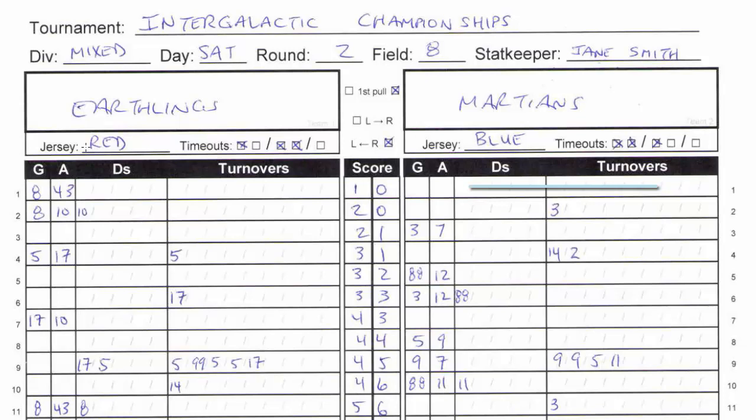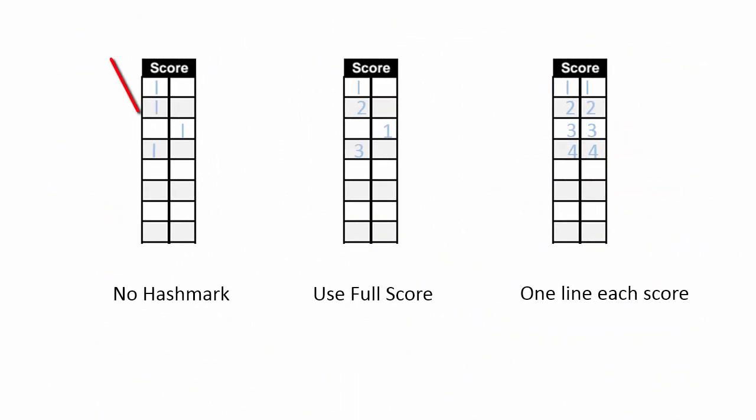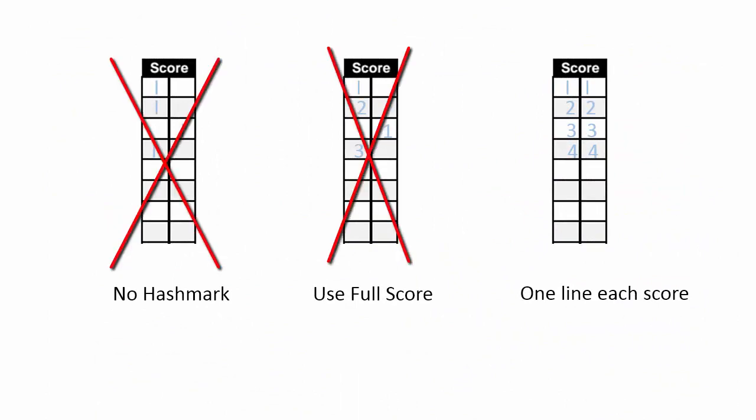Earthlings now have possession. 10 retrieves the disc from out of bounds and makes a beautiful throw to a streaking number 8. Record the goal for number 8, the assist for number 10, and mark the score 2-0 in the center column. It's important to keep a full running score. Don't put a hash mark in the score column. Don't record only the points for the team that scored. Always enter the full score status on each line of the score sheet. This helps with the bookkeeping and provides a useful check.